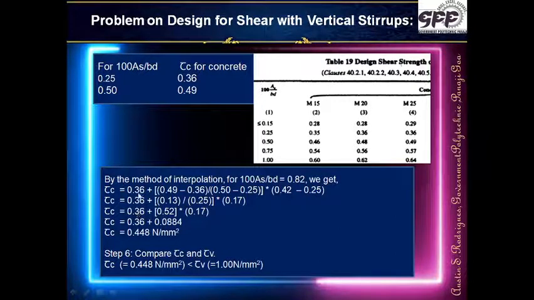The value I get is 0.36 plus the difference between these two, which comes to 0.13, divided by 0.25, multiplied by the difference, which comes as 0.17. So tau C is equal to 0.36 plus 0.13 divided by 0.25, which is 0.52, multiplied by 0.17. So tau C is 0.36 plus 0.0884, which is 0.448 Newton per mm square. Now let us verify whether that value comes within this range. Yes, 0.448 comes within this.